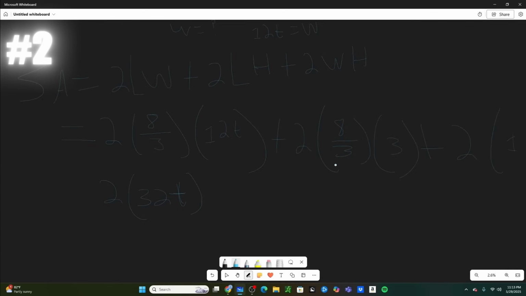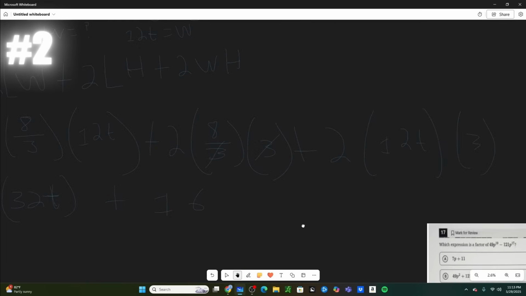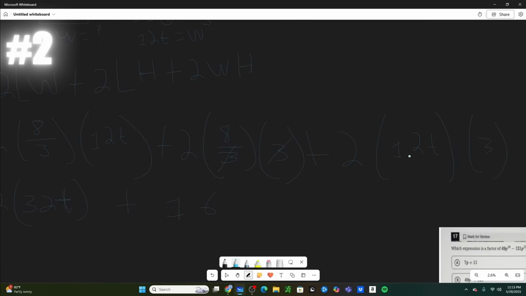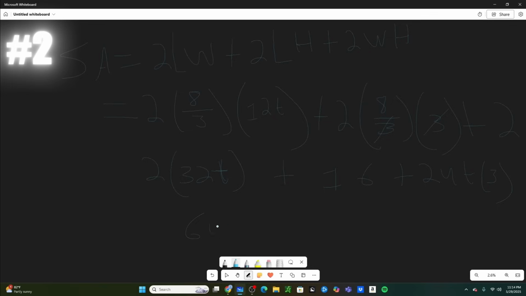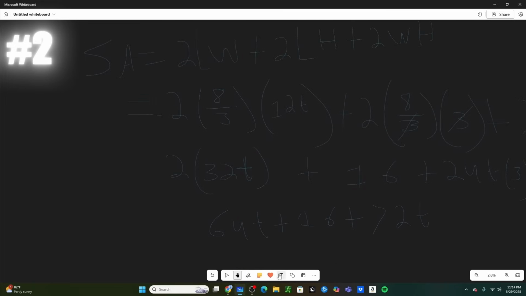So cross out the 3's here. Divided by 3, then multiplied by 3. You just get 2 times 8, so 16. And then here you get another t. So you get 2 times 12t, which is 24t. And then 24t times 3. So now coming back here, 2 times 32t, 64t, plus 16, plus 24t times 3, which is really going to give you 72t.